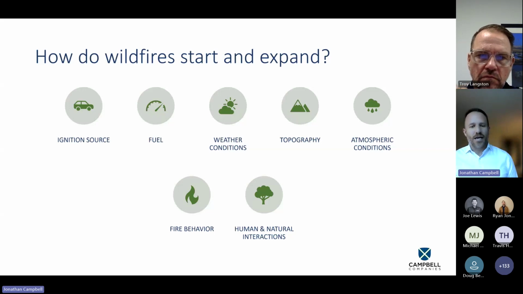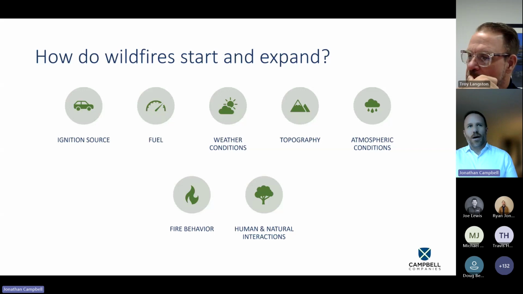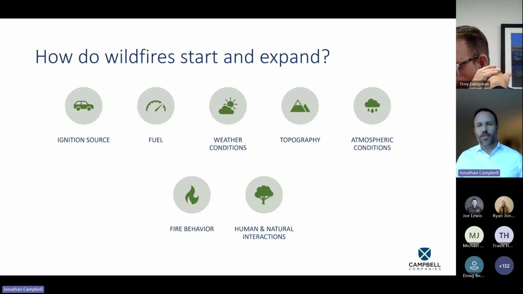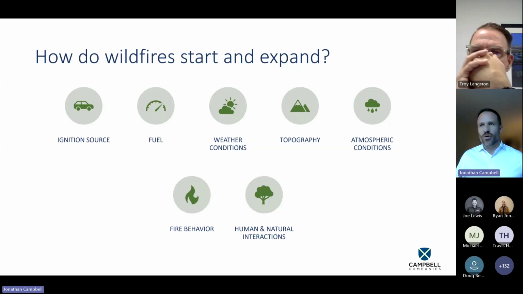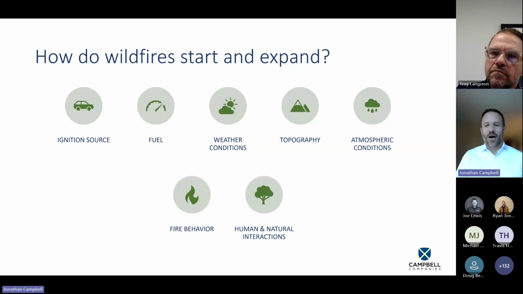And then you have human and natural interactions. How close are we building to these natural fire zones? Do we have natural fire breaks in place? And as our population grows, as we take up more space, the human and natural interactions are, as we can see, lending themselves to more and more fires. We're putting our houses, our developments in places where there is a high risk of fire.